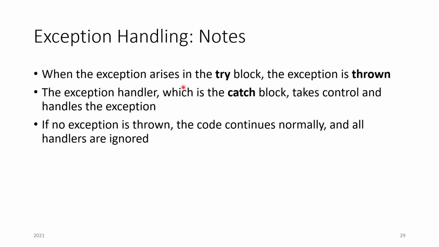So once that exception arises in the try block, I will throw the exception, and the handler, which is going to be the catch block, is going to control that and handle the exception and make sure that your program doesn't crash. If there is no error to begin with, the code is just going to continue as normal, and it's just going to ignore all those exception handlers.